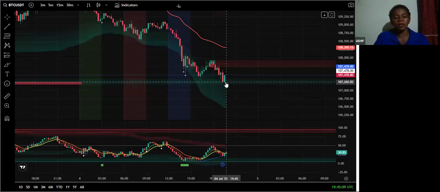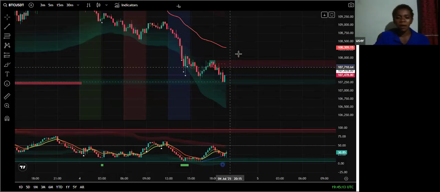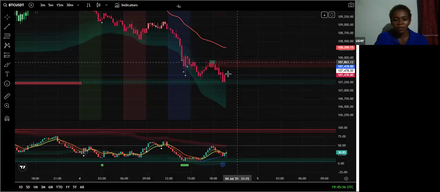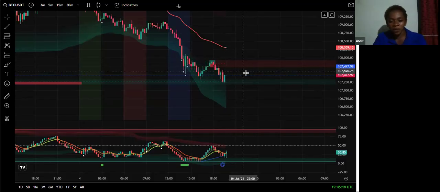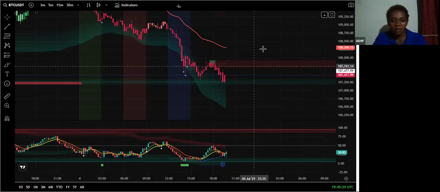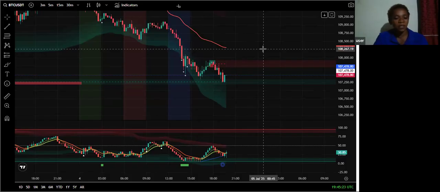What is going to happen if market taps into my demand zone? That demand zone is going to be a buy market. And that's exactly what's happening right now. It tapped into this zone, started giving us a green candle. And as I speak to you, the next candle that is about opening is still a green candle.